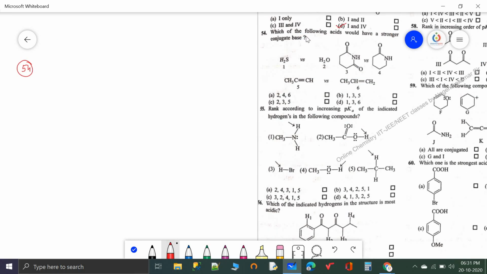54th question. Which of the following acids would have the stronger conjugate base? Stronger conjugate base means the acid must be the weaker one. So the clue is, a weaker acid will have a stronger conjugate base.